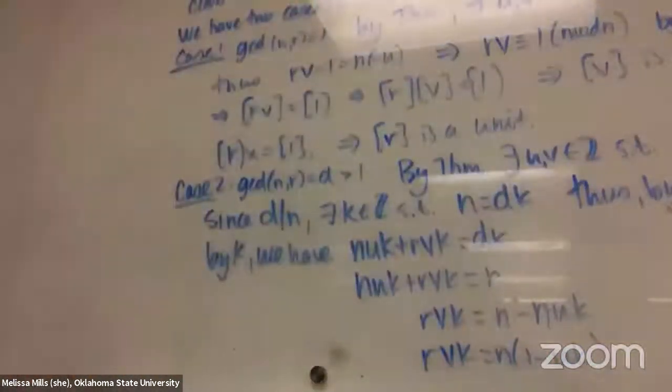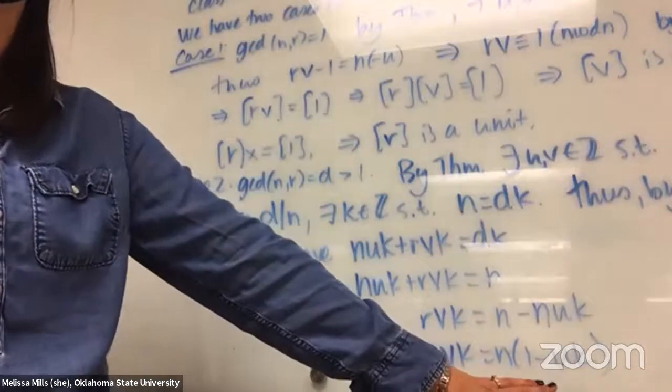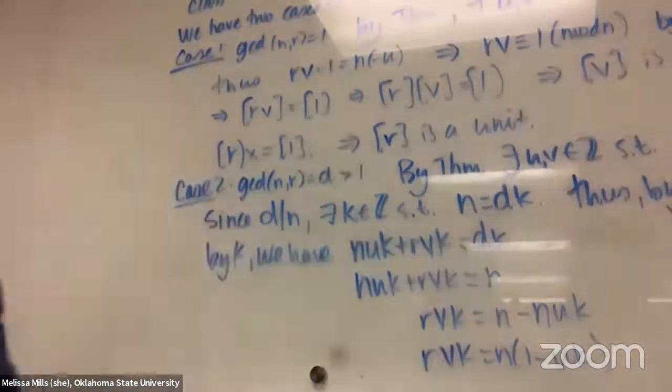And what does that give me? Well, that gives me that R times something is a multiple of N, right? So let me go over here and finish this out. We're almost done.